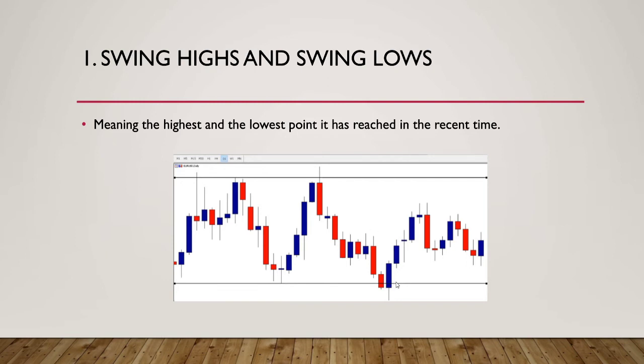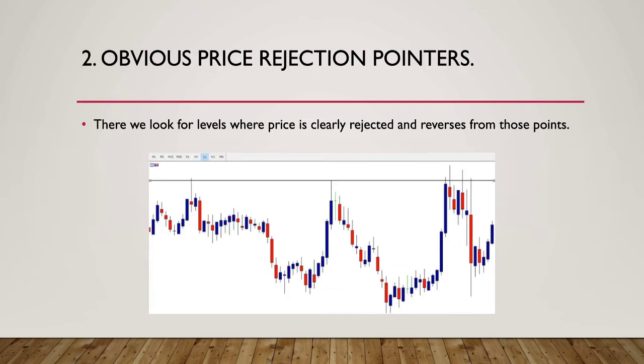Till it breaks finally. Then we have obvious price rejection pointers. For example, it's one here, one there, one there, one there, and this is a daily chart, for example. So this is a good amount of time. You have to be patient till it comes to your entry point, right? Don't feel like you're missing out here and there, because you're gonna get paid in the end for your patience, right?